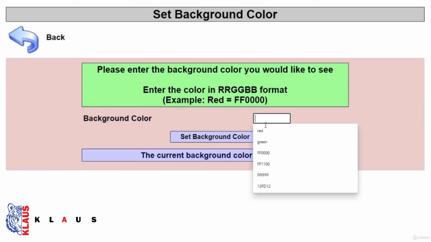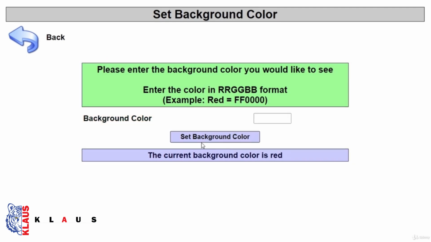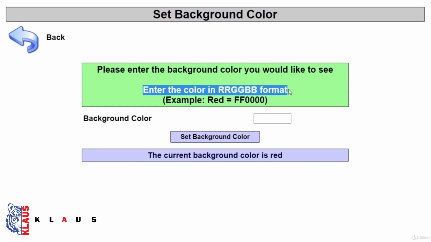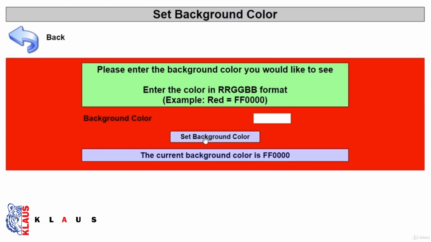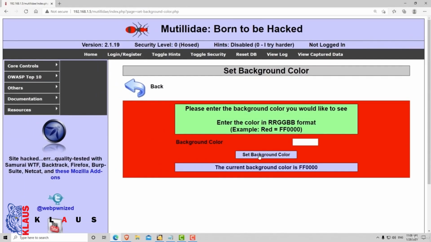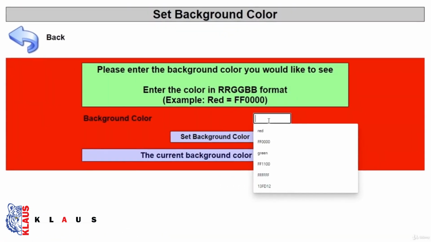So for example, if I type red and set background color, nothing will change because it tells us to enter the color in this format. And it even gives us an example. Now this is not important for us, so let's just copy the example for the red color and paste it right here. If we set background color, wow, it changes to red. But is this the only thing that this web page can perform? What if we, for example, try to inject HTML code inside of this input right here? Well, let's give it a try.